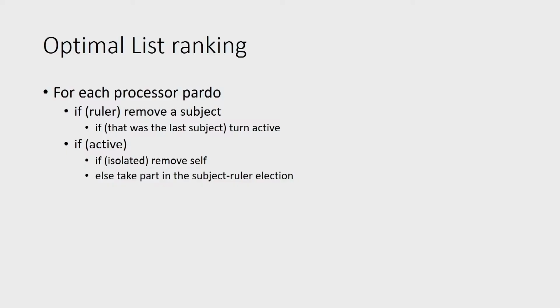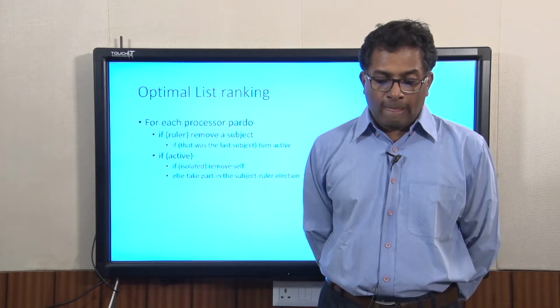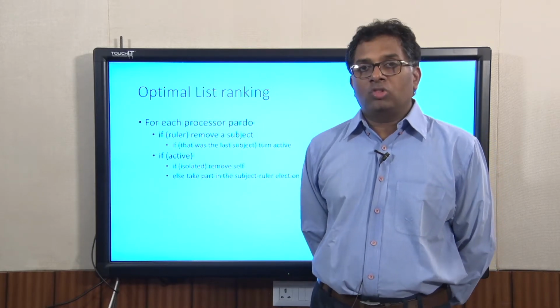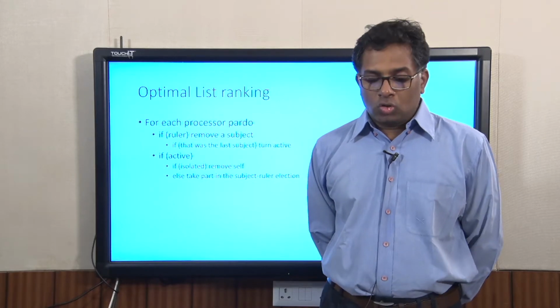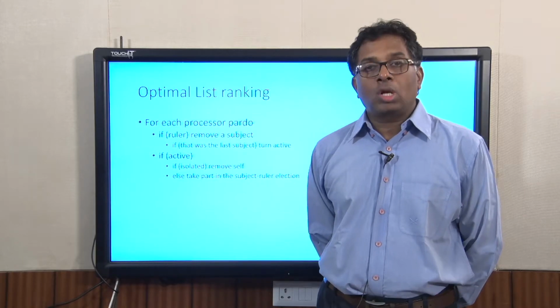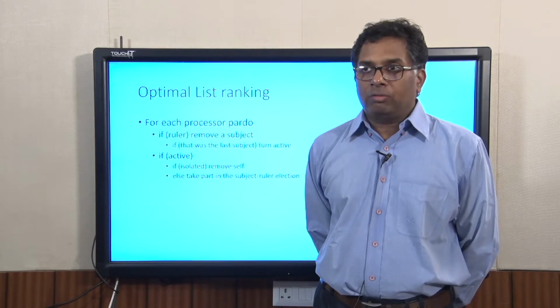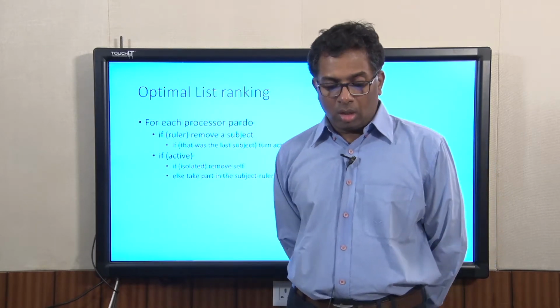So, the first phase consists of several iterations. In each iteration, we have the processors doing this in parallel. We have one processor per column, and the processor executes this code. The processor checks whether it is sitting on a ruler node. If it sits on a ruler node, then it will remove a subject. The ruler is bound to have a subject, as we shall see. So, it will remove a subject, and once the subject is spliced out, the node checks whether it was the last subject. If it was the last subject of this ruler, the ruler will now turn active. That is, the status of the node will now be turned active.